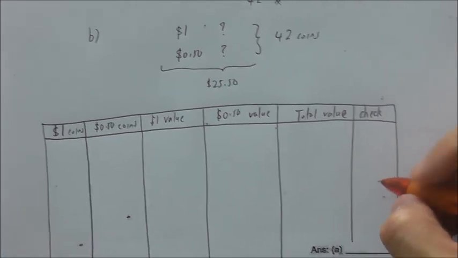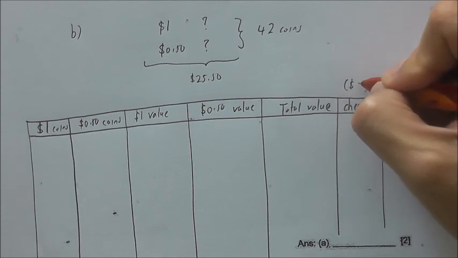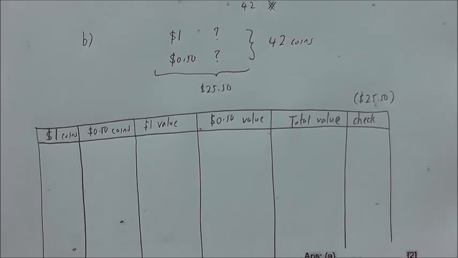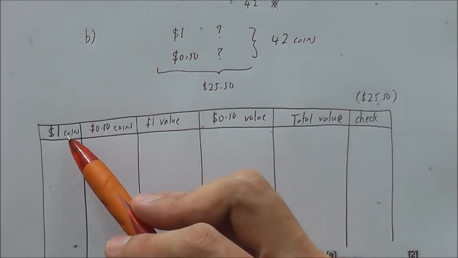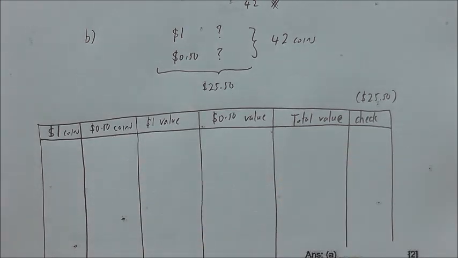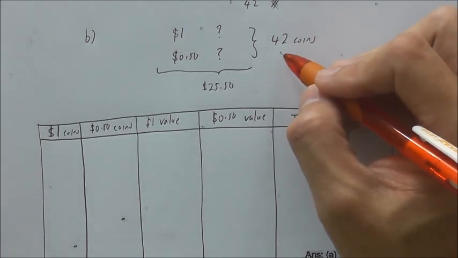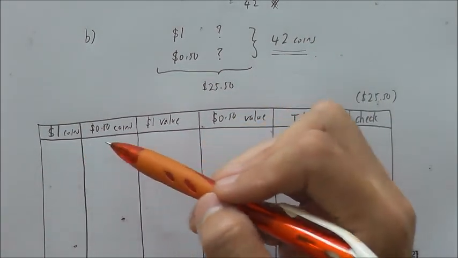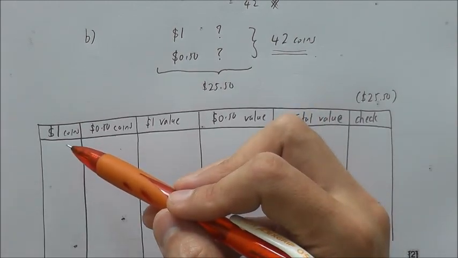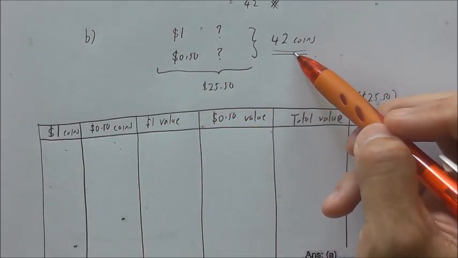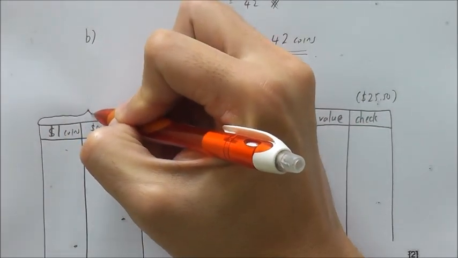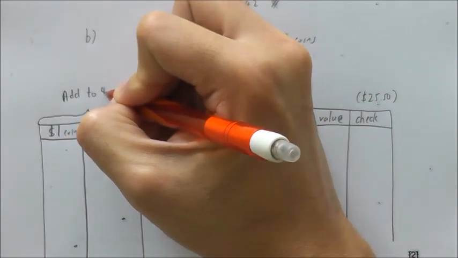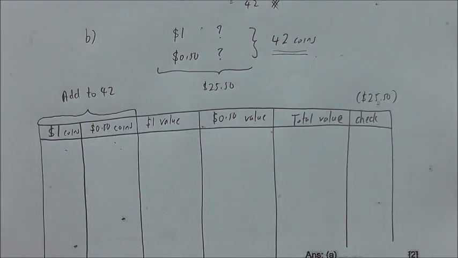Guys, what do I check for? I need to check whether it tallies up to $25.50. Okay, so now guys, can you please take note how many $1 and how many 50 cents you are supposed to guess. Of course you know that altogether there are 42. So the numbers of $1 and 50 cents coins that you guess can be any number, but make sure that these 2 numbers add up to 42. Can you please take note? So I just put a bracket here to tell you that they must add to 42.